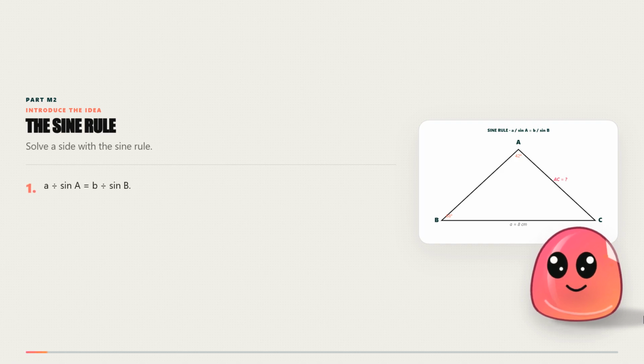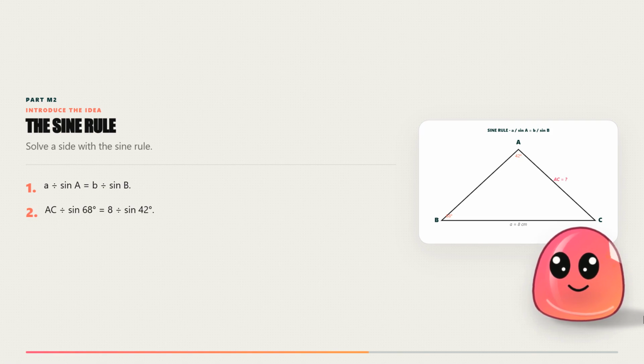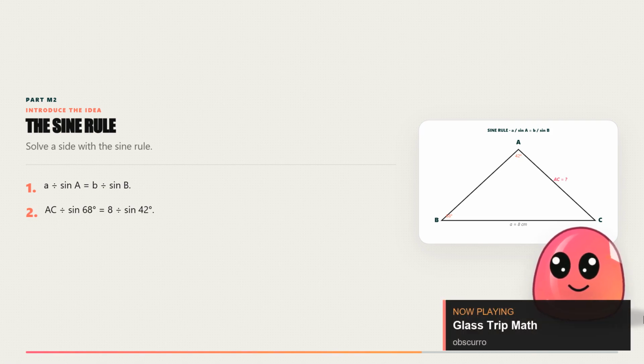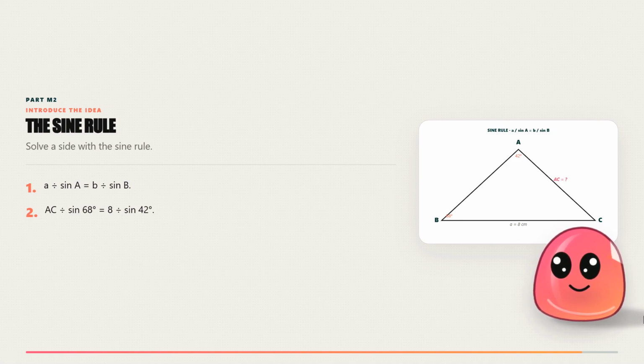Solve a side with the sine rule. Here's the key idea. a divided by sin A equals b divided by sin B. AC divided by sin 68 degrees equals 8 divided by sin 42 degrees. AC equals 8 sin 68 degrees divided by sin 42 degrees, which is almost equal to 11.09 centimeters.